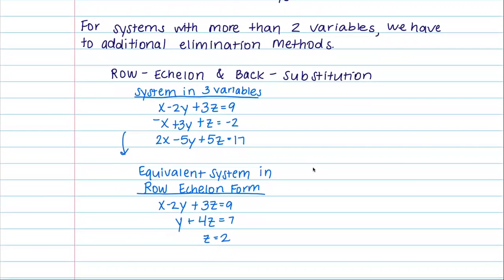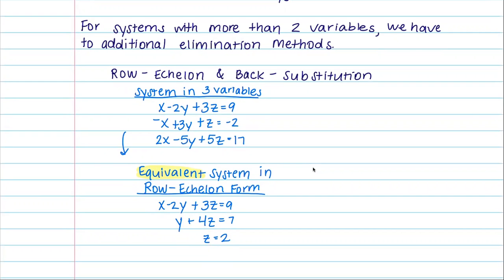And we have transformed it to an equivalent system. So the system has the same solution set. It's just written in a different form. And it's written in what we call row echelon form. Row echelon form, you'll notice, has these stair steps, and each leading coefficient is equal to 1.